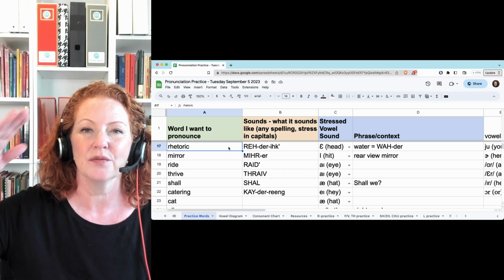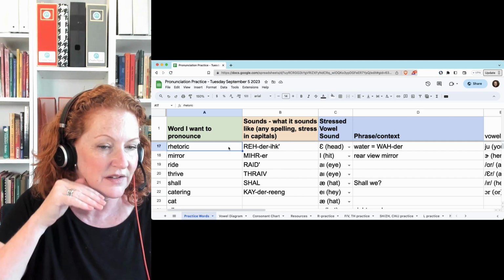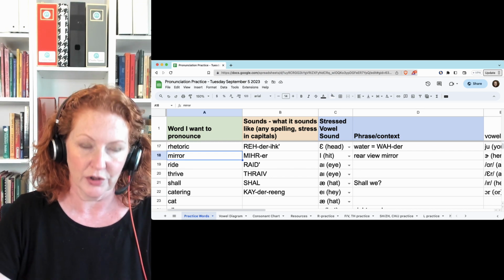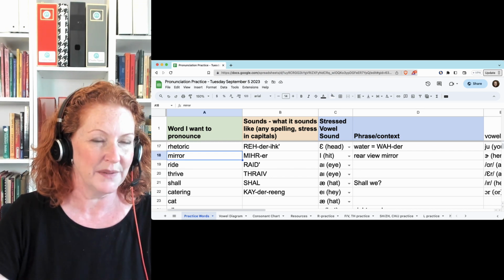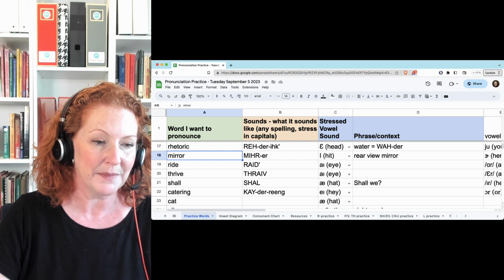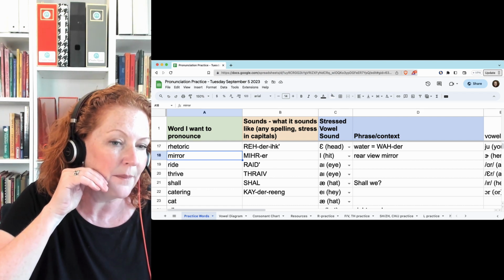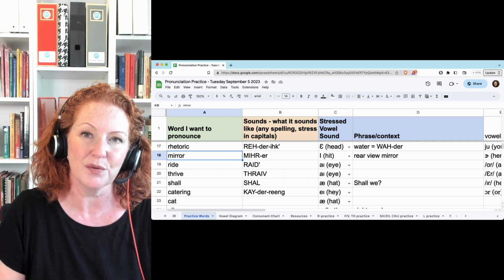Rhetoric, rhetoric. Hold that last K instead of rhetoric. Hold it there. Mirror. It doesn't have to be really high like me. Mirror. You can keep your tongue a little lower. It makes it a little easier. Mirror. Rear view mirror.